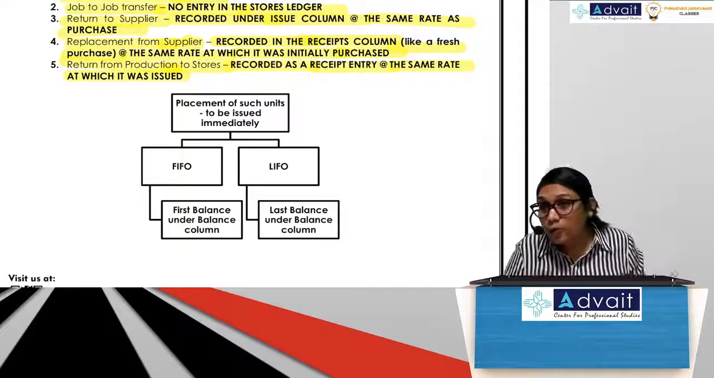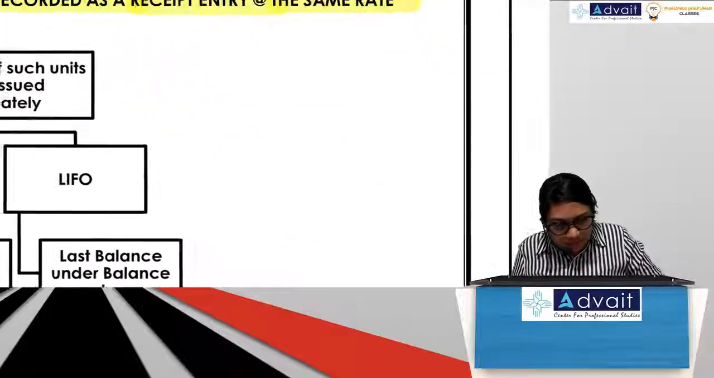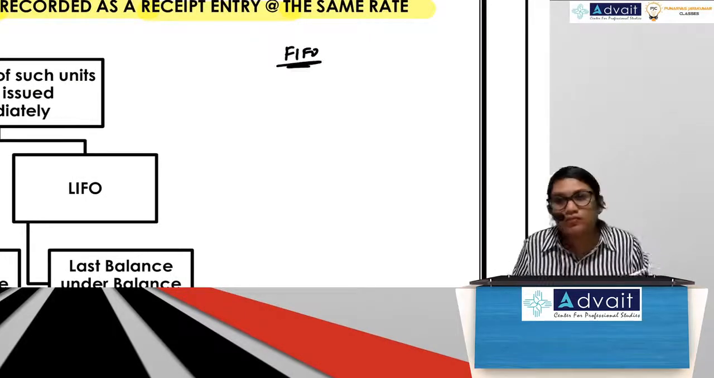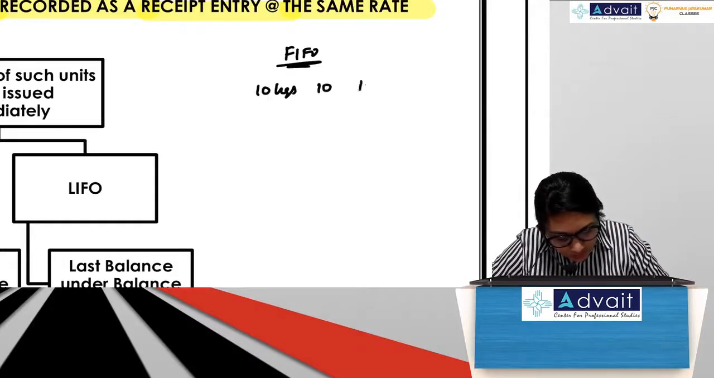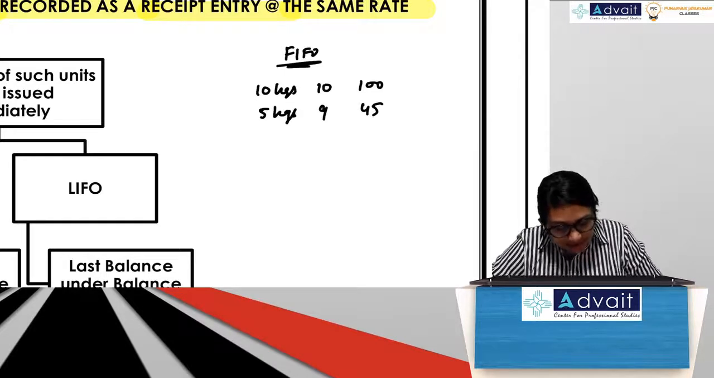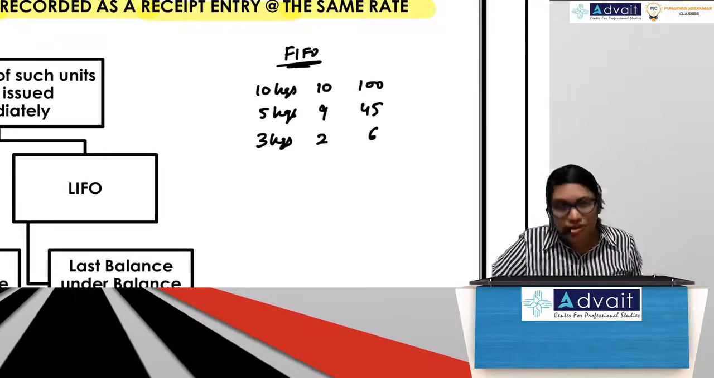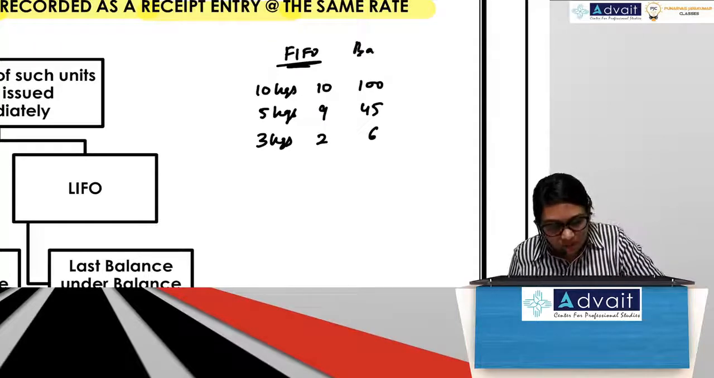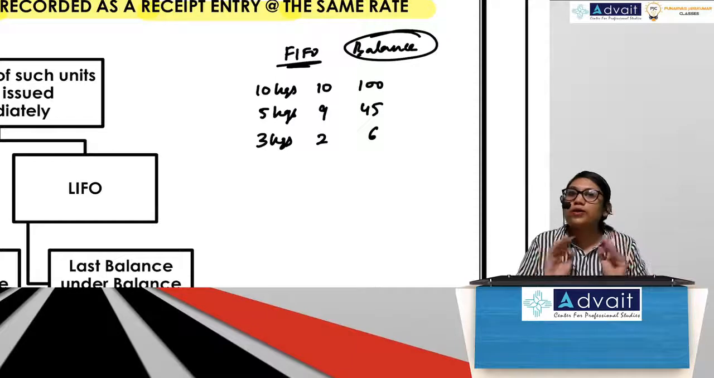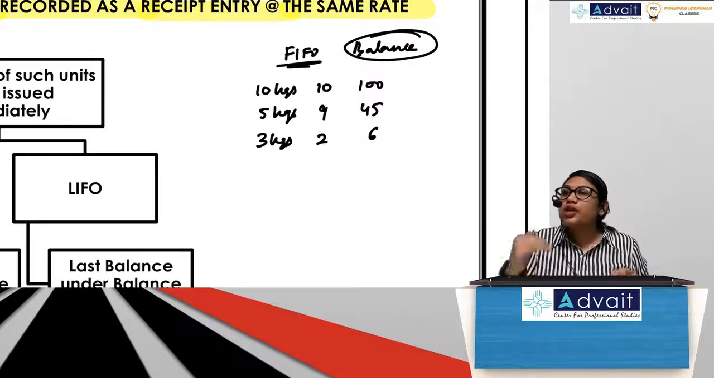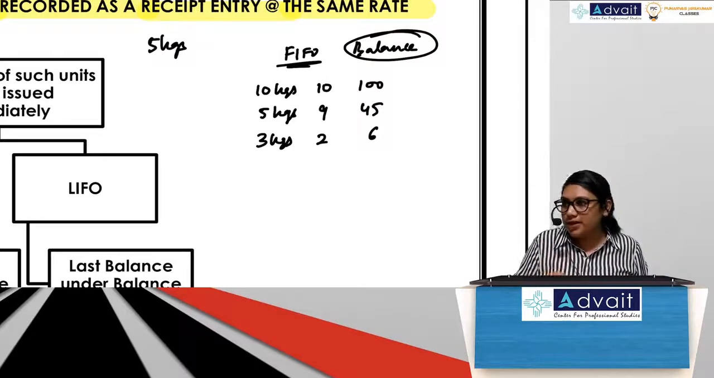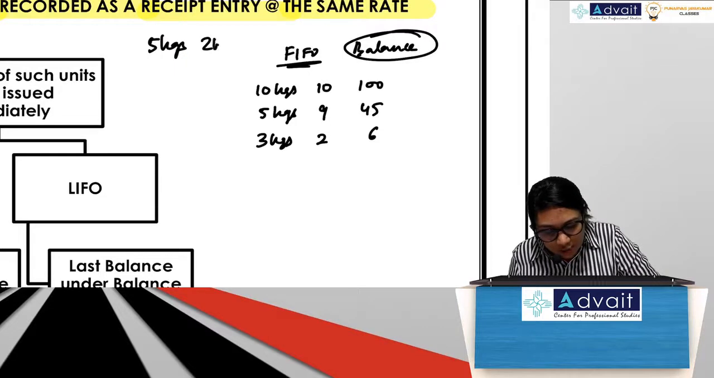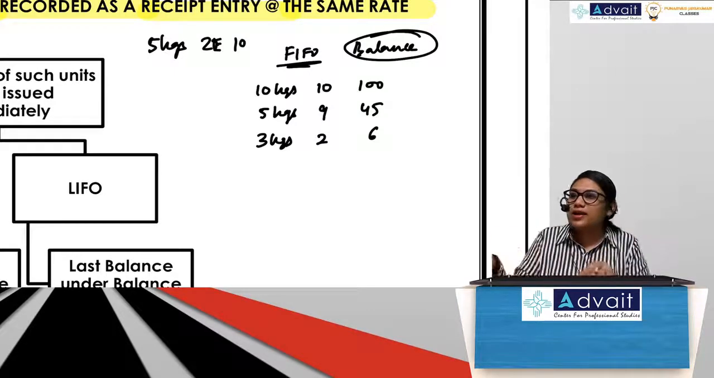Now there is one more problem here. Okay, let's say we are following the FIFO method. So say I have 10 kgs at 10 rupees. I have 5 kgs at 9 rupees. And let's say I have 3 kgs at 6 rupees. Okay, this is in my balance column. We are following FIFO. Now this production department has returned 5 kgs of material, and the rate at which it was issued was say 2 rupees. So 10 rupees worth of material has been returned to me.